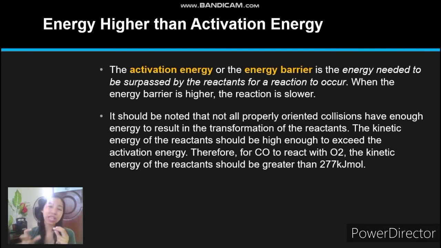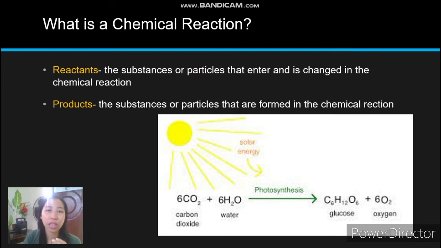So, even if the orientation is right, for example, your CO and your O2 are aligned properly, but the kinetic energy of your reaction is low, CO2 will still not form because you need to surpass the 277 kilojoules per mole activation energy. Okay? Let's proceed now with determining what a chemical reaction is.